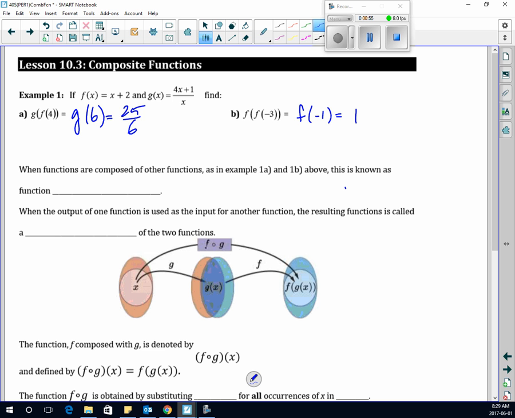Okay. When functions are composed of other functions, as in example 1a and 1b above, this is known as function composition. When the output of one function is used as the input for another function, the resulting function is called a composition of the two functions. I keep on saying that over and over again, aren't I? So notice that you can write this as f with an open circle g.